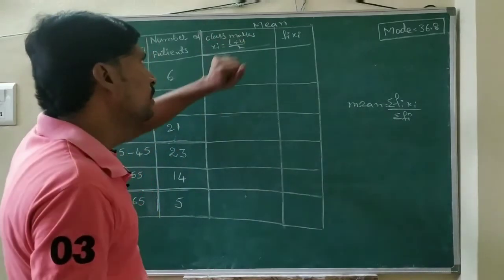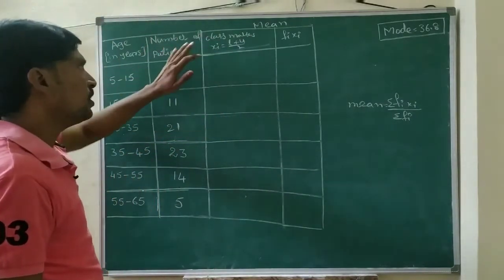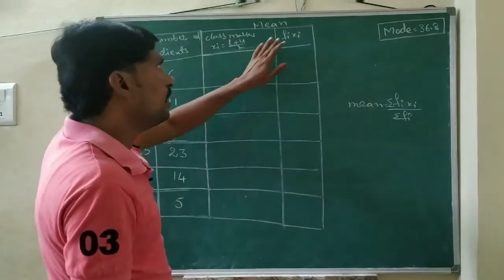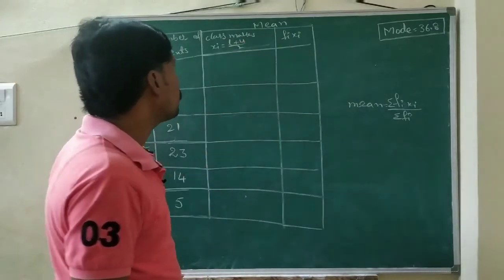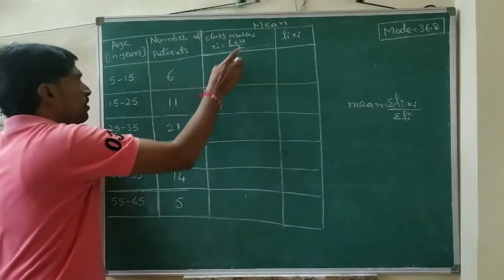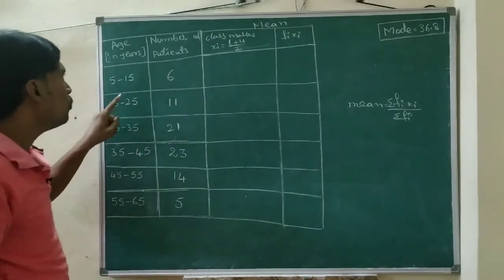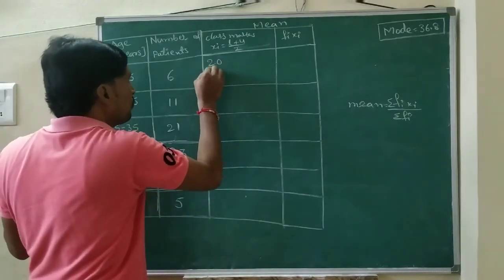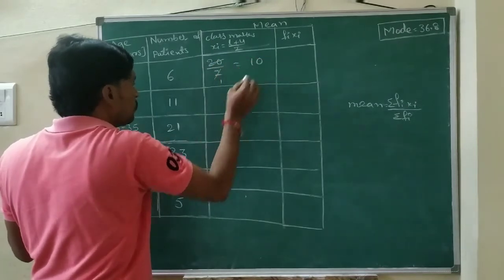Now we need to find the mean. The age and number of patients are given in the data, and I took class marks and fi xi as two extra columns in the table. Now xi means L plus U by 2. So L is 5, U is 15. 5 plus 15 is 20, by 2, 2 tens are 20, so 10.